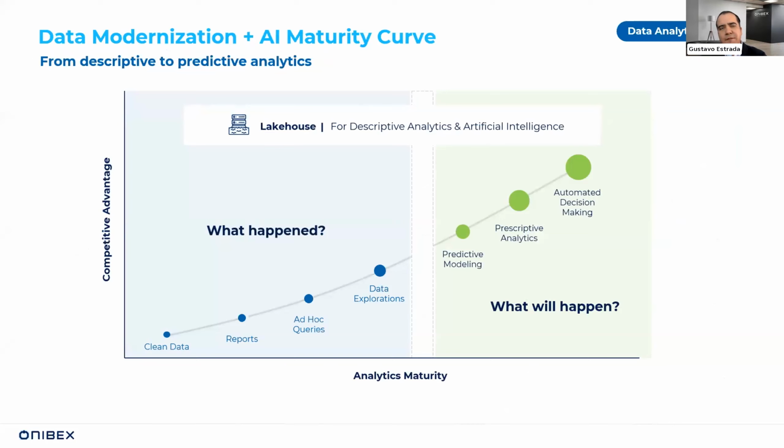Then we have another team that is in the journey of modernizing the data from the analytics point of view. So a lot of companies already have a very good understanding of what happened, but now they're moving towards using artificial intelligence to know what is going to happen using machine learning for prescriptive analytics. And that is also a big challenge.